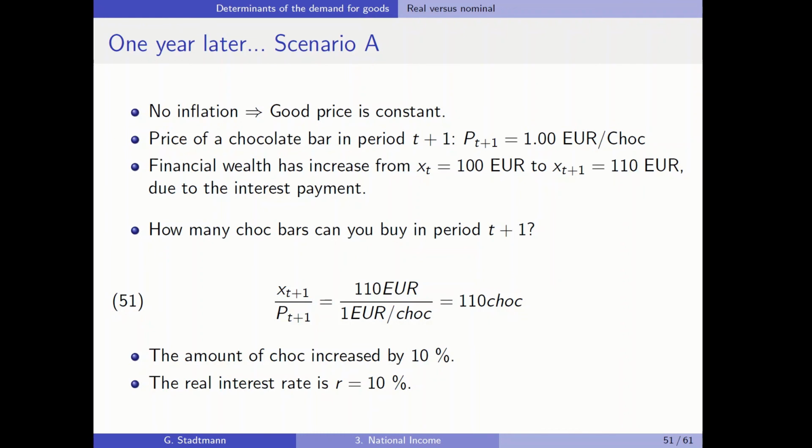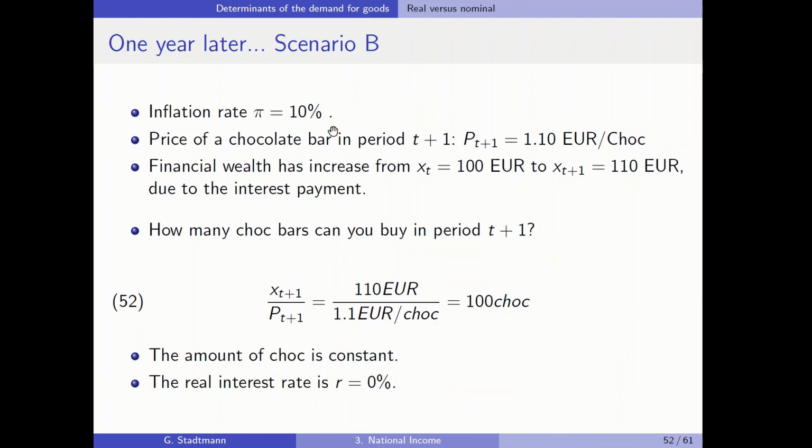In scenario B, the inflation rate is equal to 10%. The price of a chocolate bar in period t plus 1 is therefore 1.10 euros. How many chocolate bars can you buy in period t plus 1? Financial wealth, 110 euros divided by the new chocolate price of 1.1. So the amount of chocolate bars is equal to 100. So in t, you can buy 100 bars of chocolate. In t plus 1, you can also buy 100 bars of chocolate. So the amount of chocolate you can afford is constant, and therefore the real interest rate is equal to 0.